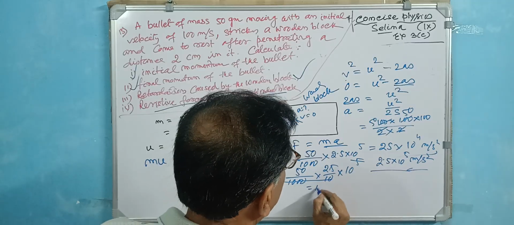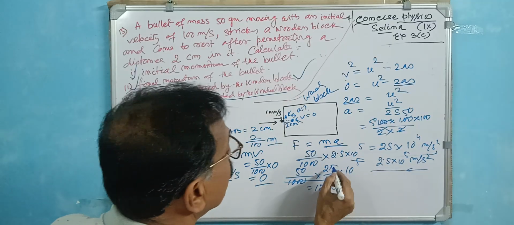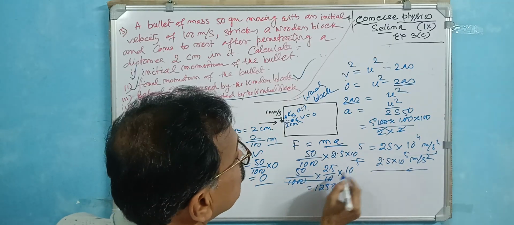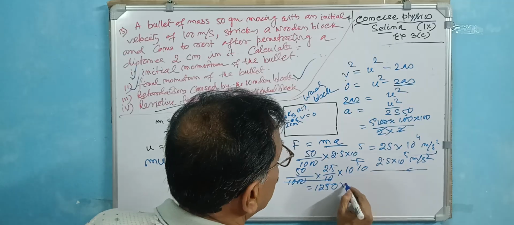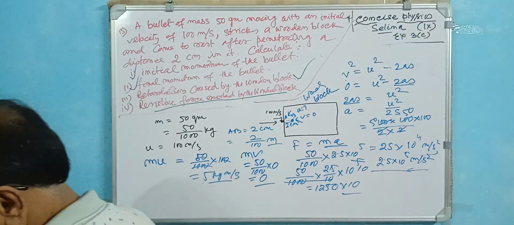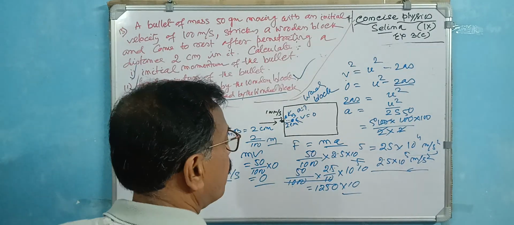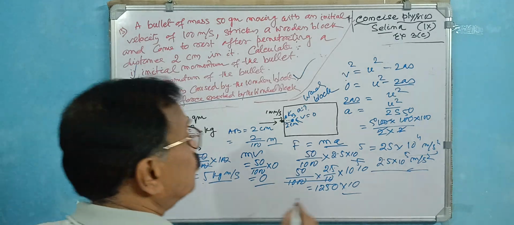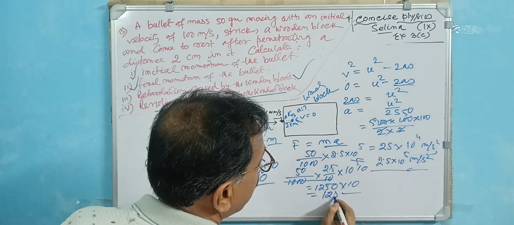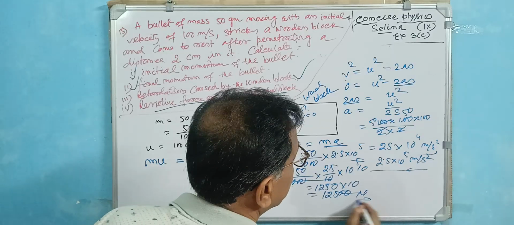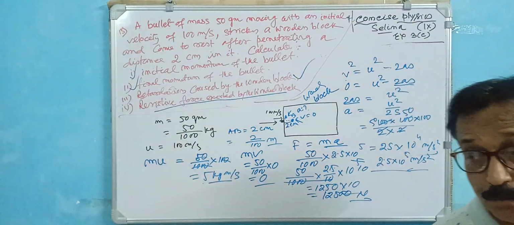So 25 into 5 is 125, and 10 to the power 4 into 10. So that is 12500 Newton. Is it clear to you?